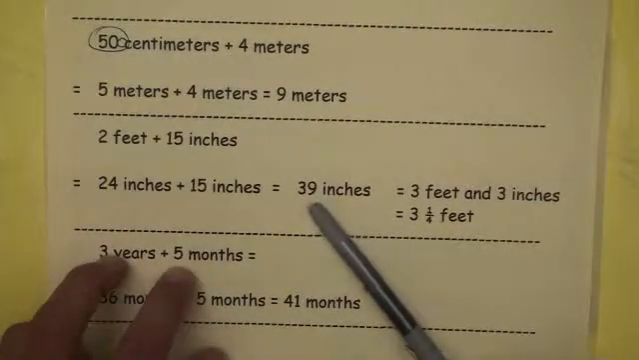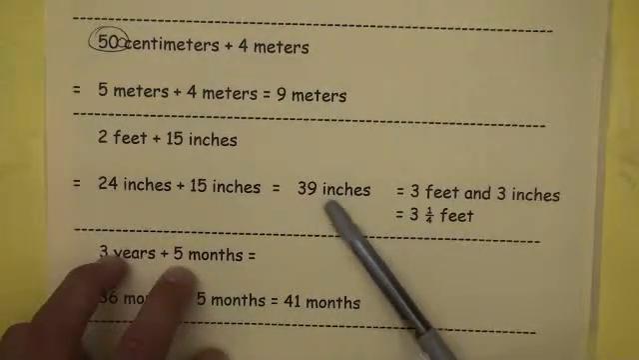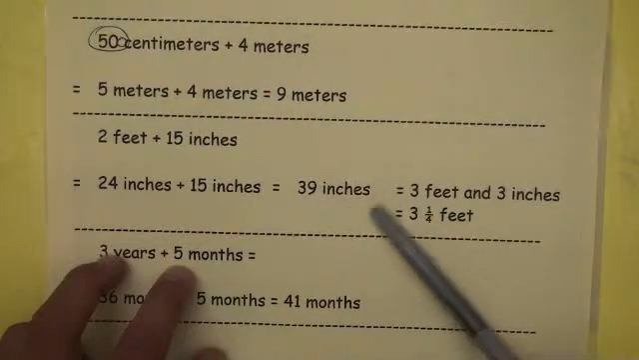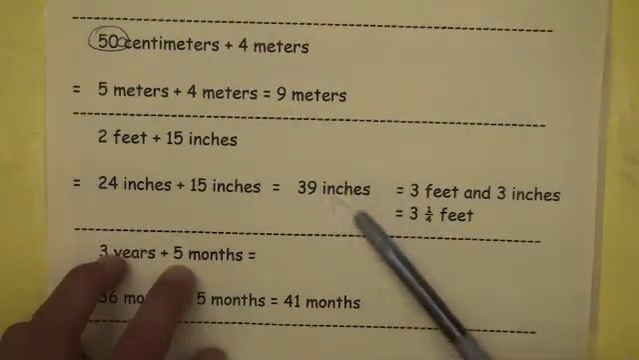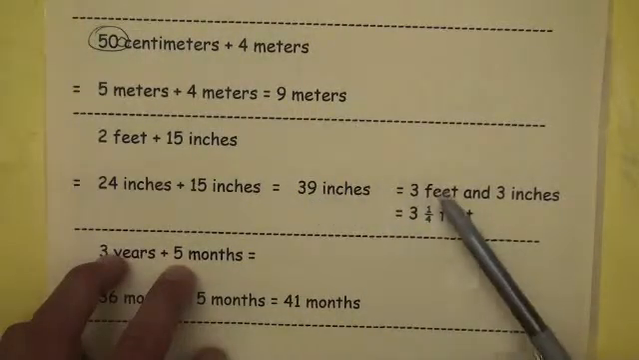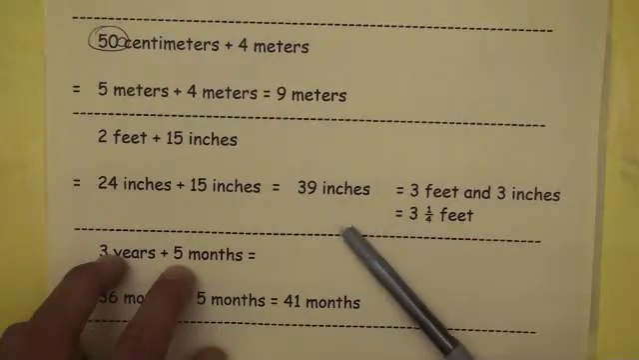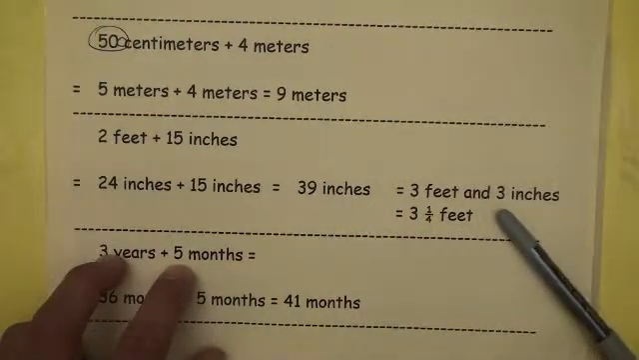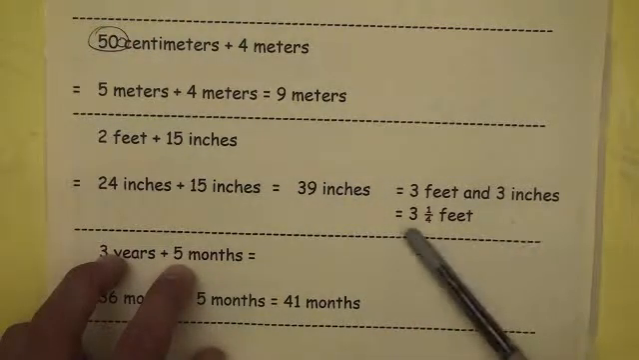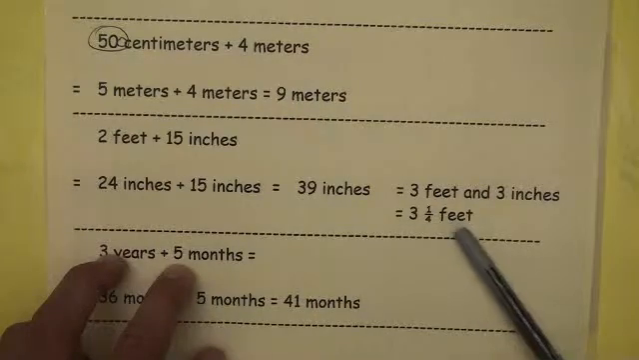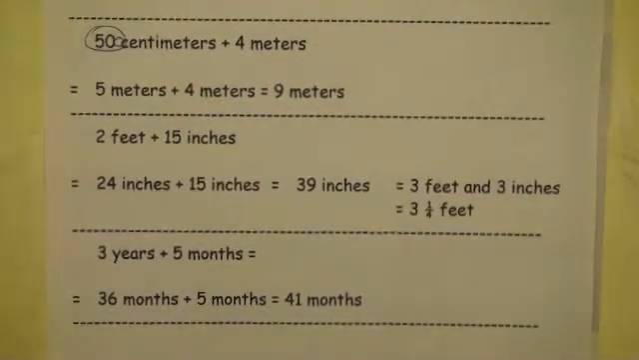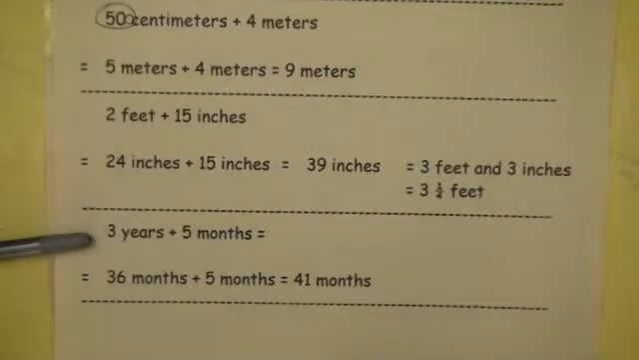This is like your improper fraction, if you will, because you're using inches when you have 12 inches in a foot, so therefore you could use feet. So this would be like the improper fraction. And then this is kind of like the mixed number, 3 feet and 3 inches, or in other words, 3 1/4 feet. Then we have 3 years plus 5 months. Well, 3 years is 36 months plus 5 more is 41 months.